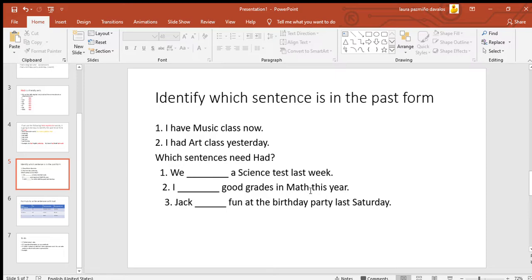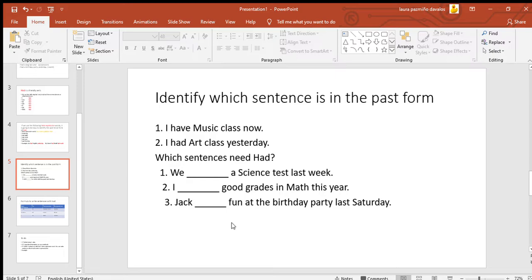So, is this sentence talking about the past? No, it's talking about this year, the present. So what do we need to write here? We don't need to write had. We need to write the word have. So, I have good grades in math this year. We had a science test last week. Jack had fun at the birthday party last Saturday.